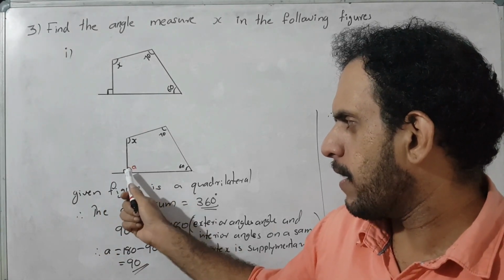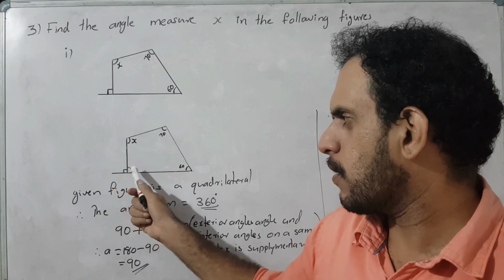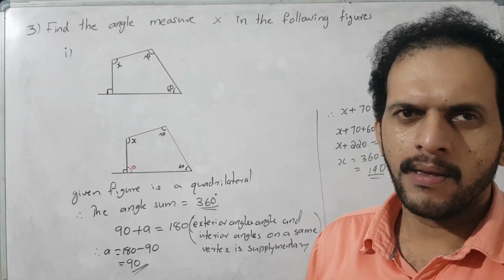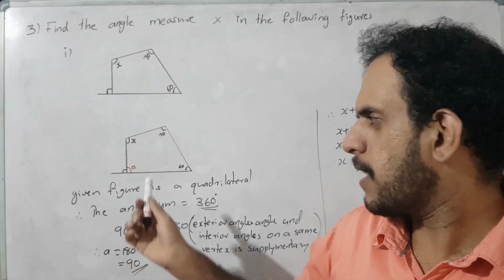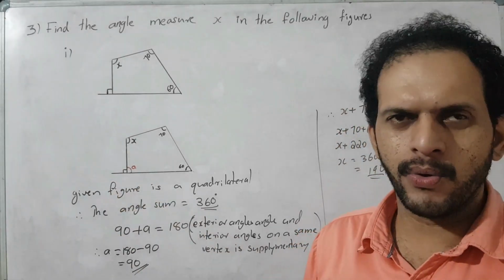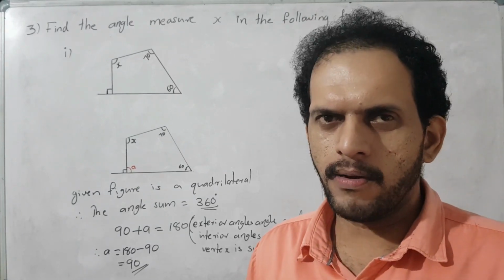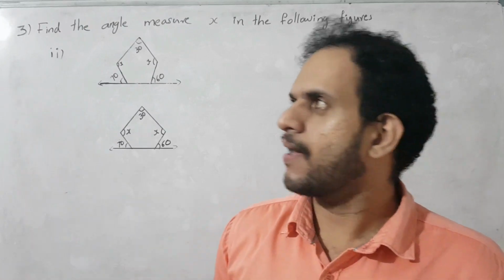The exterior angle and interior angle at the same vertex of a polygon are always supplementary. Okay, that same idea we use to find the exterior angle also. Clear?